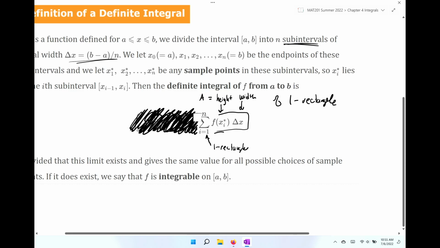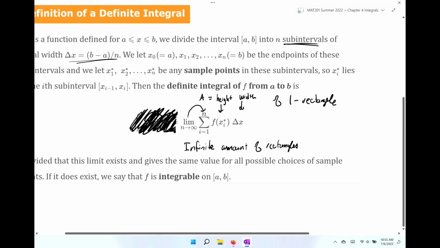But what if I said, instead of 1, 2, 3, or 4 rectangles, what if I let the limit as n goes to infinity? In other words, an infinite amount of rectangles. And that, everyone, is a calculus concept.